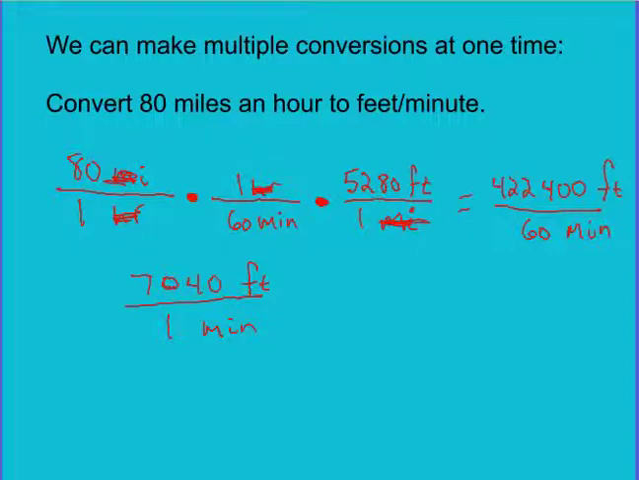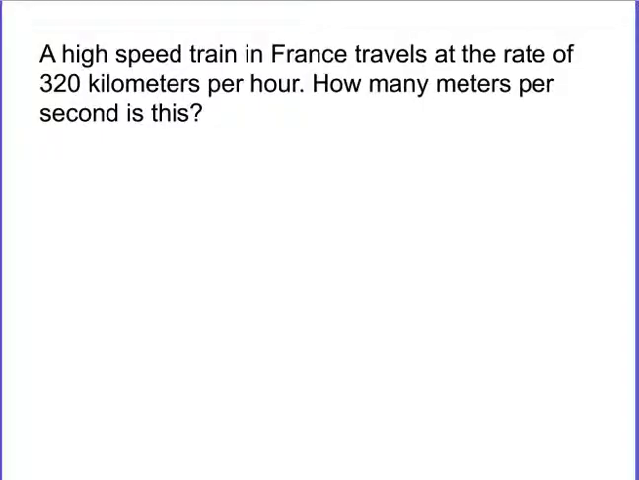All right. So let's look at some more examples. You can do lots of different types of conversions. A high-speed train in France travels at the rate of 320 kilometers per hour. How many meters per second is this? This is going to take a couple of steps. We have 320 kilometers in 1 hour. And, okay, I can do 1 hour to get rid of the hours, and that is 60 minutes.